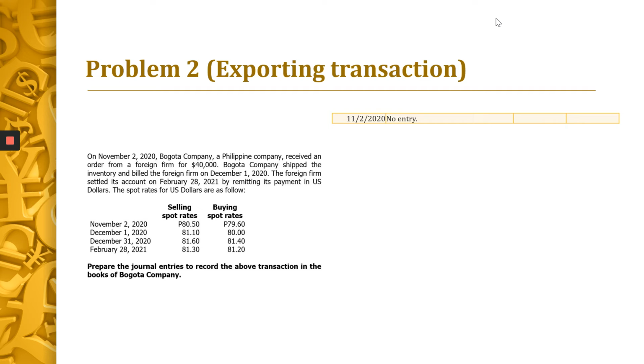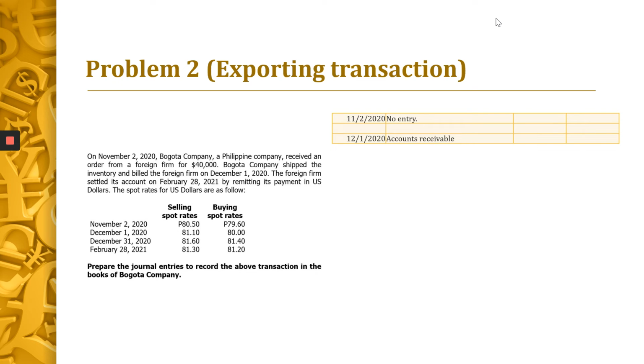Next, the next date na nakikita natin ay December 1. Ano nangyari noong December 1? Pinadala na yung inventory at sinisingil na natin kaagad yung foreign firm on that date. Therefore, December 1, 2020 is the transaction date. Okay. Ano ang entry natin kapag sinasabi na natin ang exporting transaction? Since exporting transaction is a sale transaction, simply debit accounts receivable. Magkano, sir? $40,000? Makulit kayo eh. Hindi pwede yun. Hindi pwede yung $40,000. Kailangan natin i-translate ang $40,000 in terms of Philippine peso.